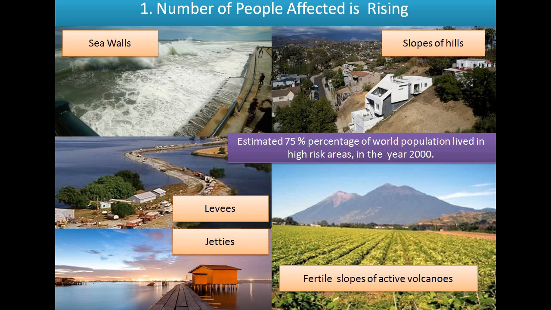As per this trend, many people don't have proper settlements or sound houses, and they don't live in safe areas. They are living near the seashore, near jetties and levees. Some people, for want of a better economy, or in order to make a lot of money, even choose to live near the slopes of volcanoes where the soil is very fertile. In the year 2000, 75% of the world population lived in high risk areas. So this is a major concern.